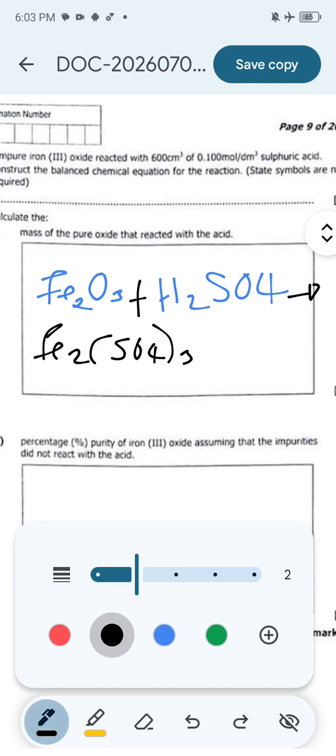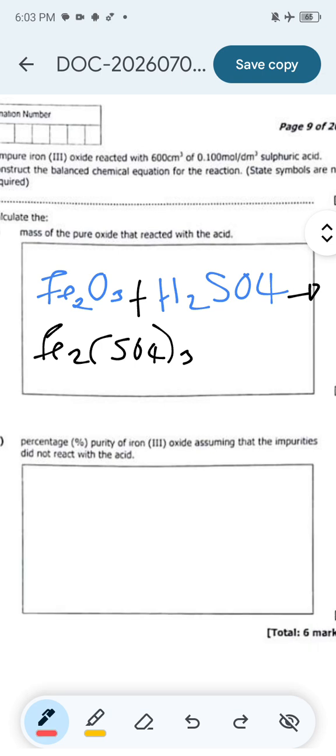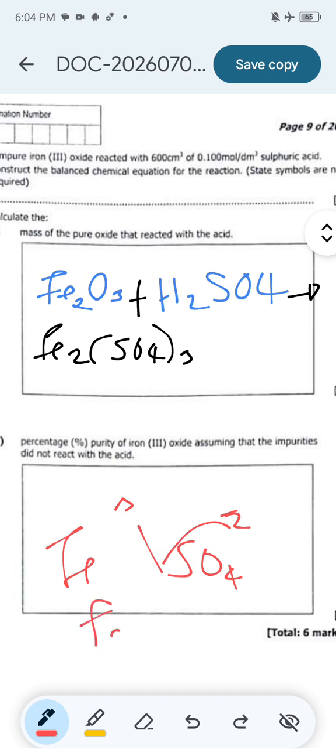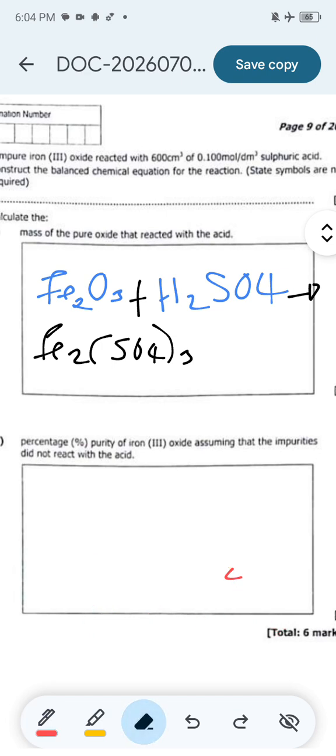For those who are wondering how this formula has been formed, we are talking about iron(III), and sulfate is a radical which has a charge of 2. So we just swap these numbers, and we have Fe2, then an open bracket, SO4, then 3 outside: Fe2(SO4)3. This is how we get iron(III) sulfate, and then plus water.